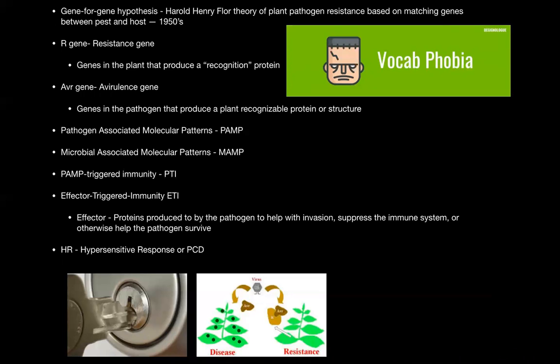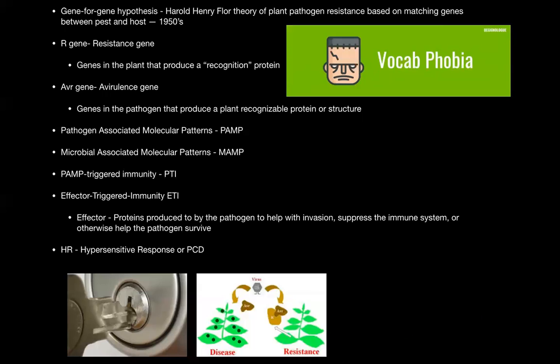This was developed in the 50s by Harold Henry Flor, and it's basically the idea that there is a resistance developed by the plants on a gene for gene basis. The pest produces a molecule the host, the plant, has the ability to recognize. Inside of that gene for gene, there are two basic structures. There's the R gene, also known as the resistance gene. And this is the gene in the plant that produces a recognition protein.